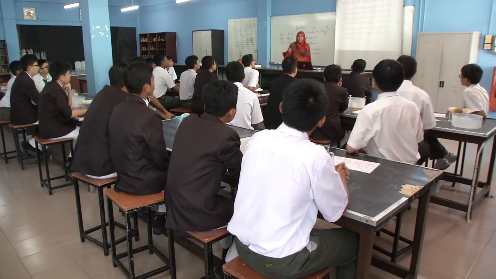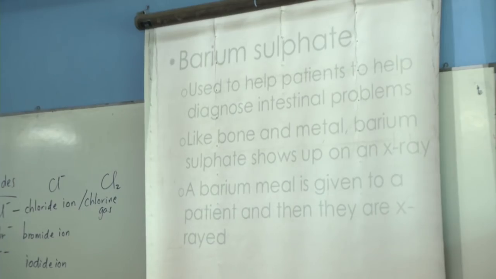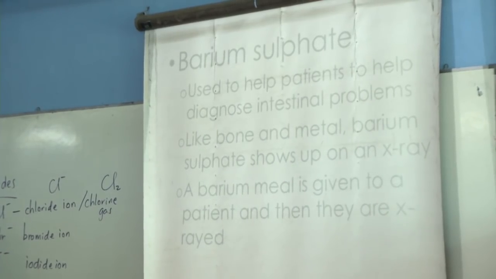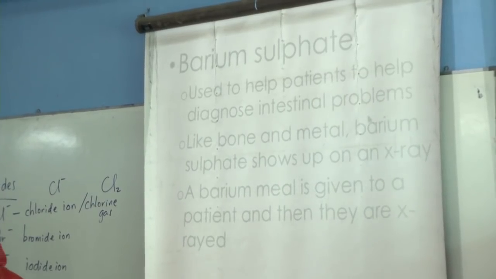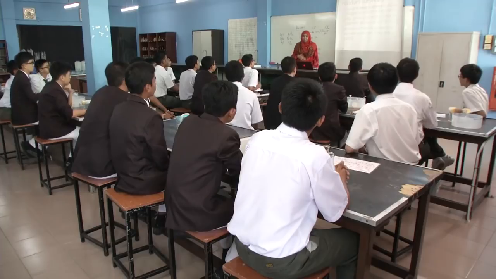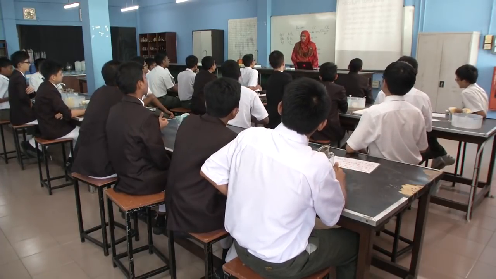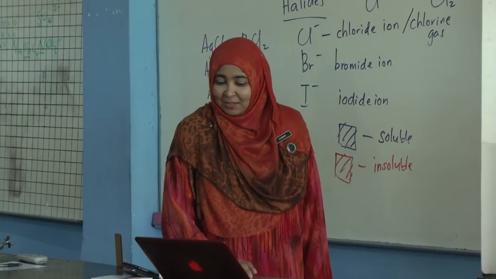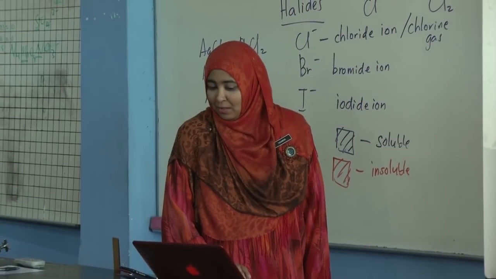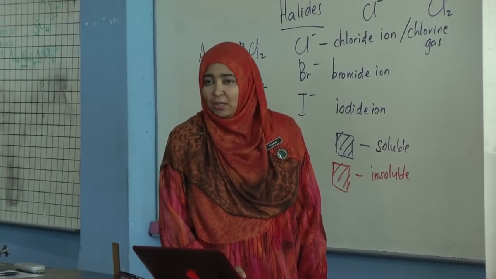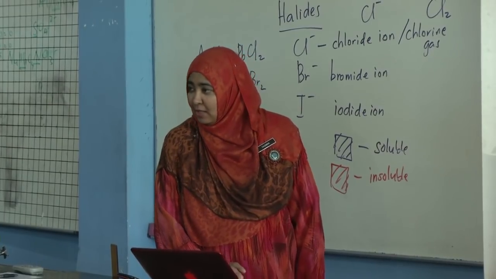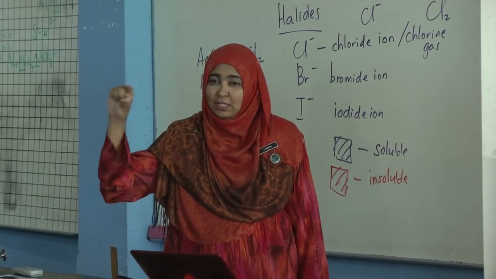Did any group get barium sulfate just now? No, right? Now, barium sulfate is a white salt. It is used to help diagnose intestinal problems. Where's your intestine? Here, somewhat down low. The barium sulfate will show up on the x-ray, showing the shape of the intestine. So the doctors can then tell if there's any lumps or growth at the intestine.